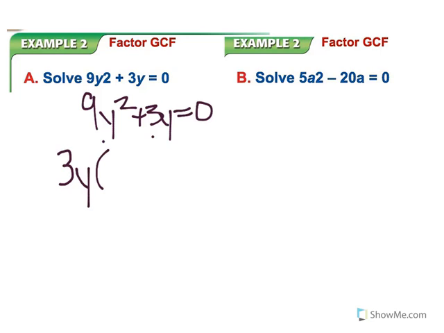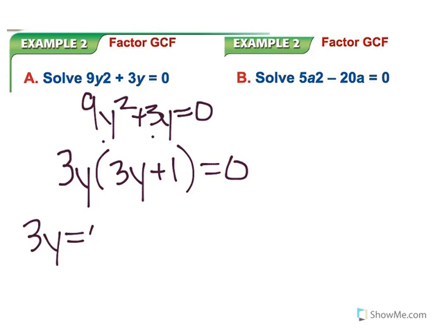And what that leaves me with is 3y times (y plus 1) equal to 0. So the next thing I'm going to do is use my zero product property. I can now set each of those factors equal to 0. So 3y equals 0, and 3y plus 1 equals 0. And I can solve each of these for y.